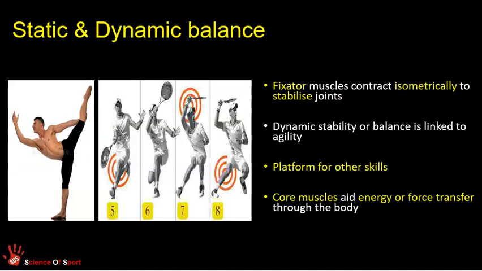First of all then, static and dynamic balance. The gymnast here is demonstrating static balance. They're able to remain stable or controlled, balancing their centre of mass over this small base of support on the ground. That is static balance. And obviously in certain sports like gymnastics or dance, this sort of balance is really important and requires muscles to work isometrically to stabilise joints to keep you in position.